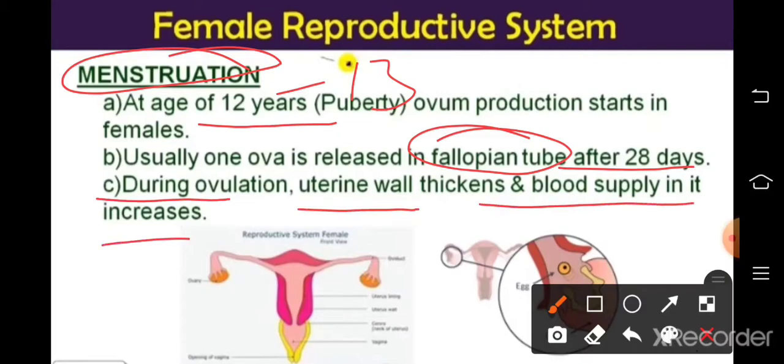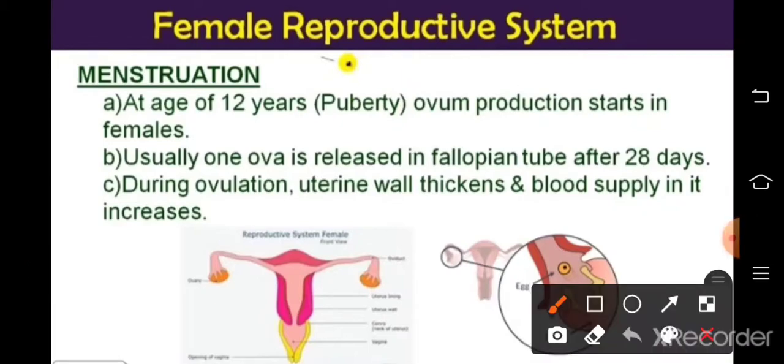So my dear students, if fertilization does not take place, then this uterine wall is thickened 10 times of normal. The blood supply is too much in this part, and when sperm and ova do not meet, this uterine wall ruptures and bleeding occurs. This condition is called menstruation.